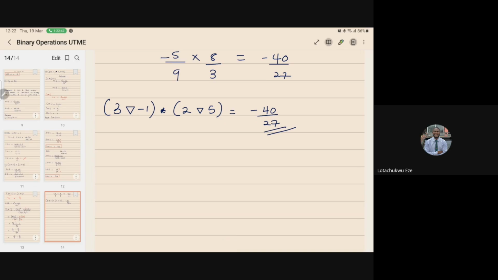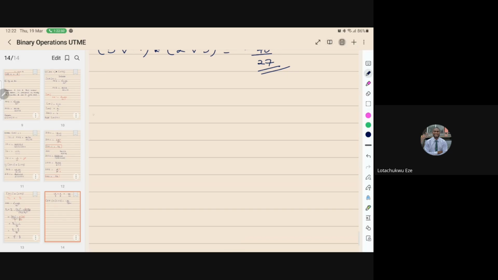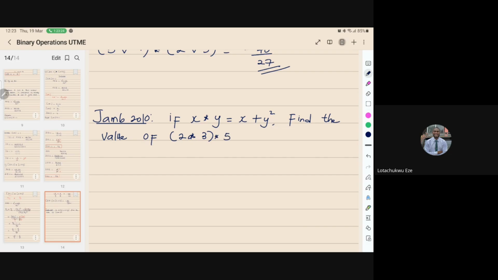Now, this one is your JAM 2010. So it says that if x * y is equal to (x + y) squared, we should find the value of 2 * 3 * 5. So how do we navigate this? So now, solution.